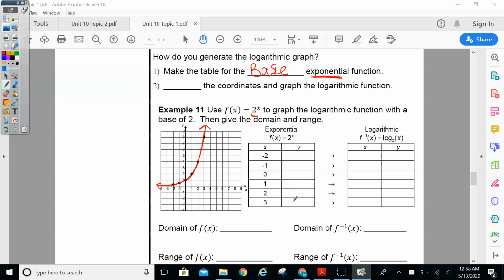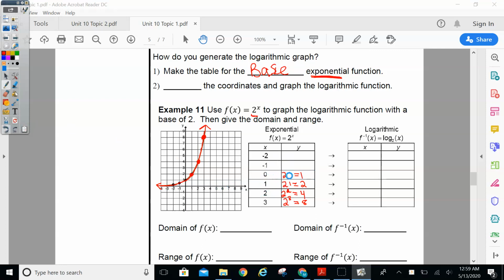So here for 3, this means that it's 2 cubed, which 2 cubed is 8. Here, 2 squared is 4. 2 to the 1 is 2, and 2 to the 0 is 1. That's this point, so this is 8, this is 4, this is 2, this is 1, and then remember negatives, they don't make the number negative, they just make them fractions.